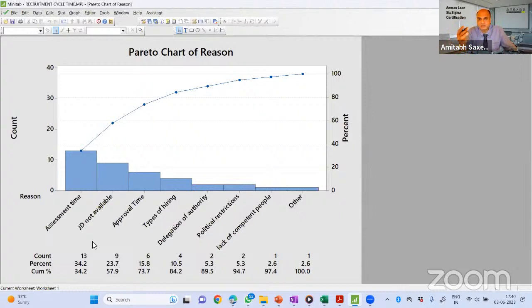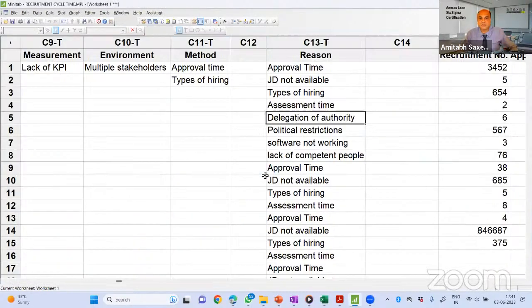So the Pareto chart will list down all your causes in descending order: assessment time, job description not available, approval time, types of hiring, etc. And then you will look at the top 80% of the causes. You will see that here the top 3 or 4 are constituting around 84%. So I'll just focus on these 4 causes, and these become my root causes. This is how typically I do my root cause analysis.